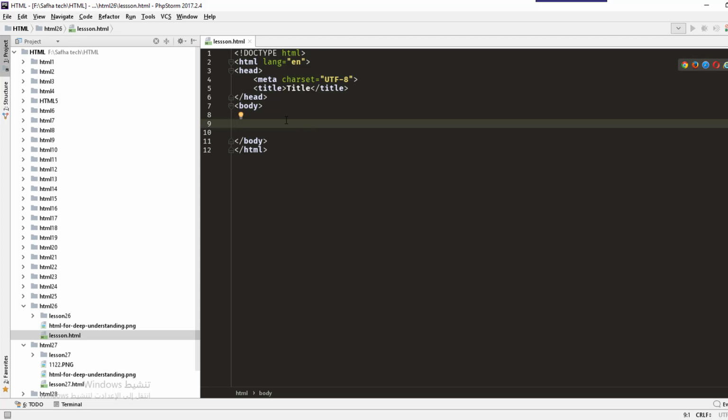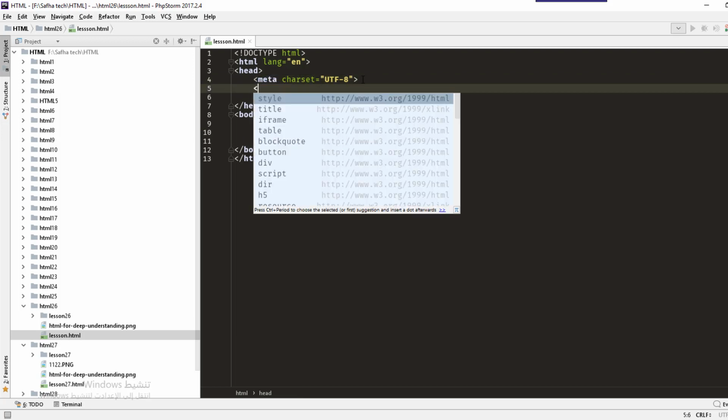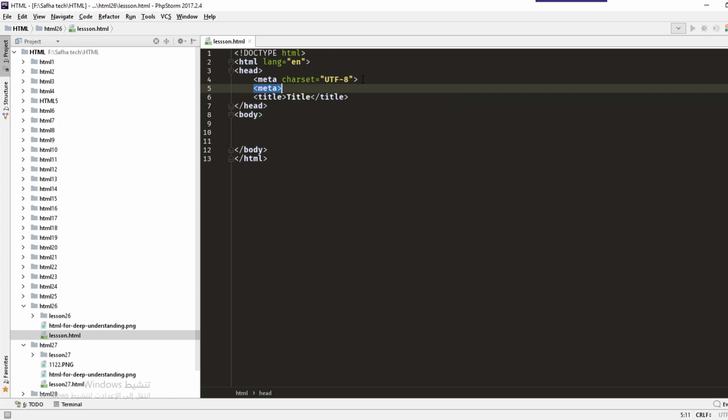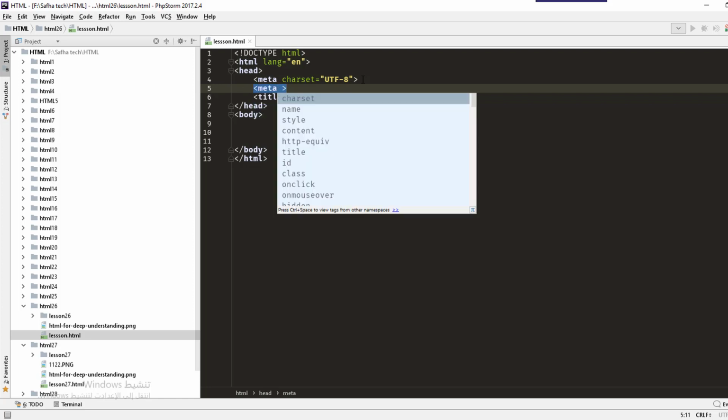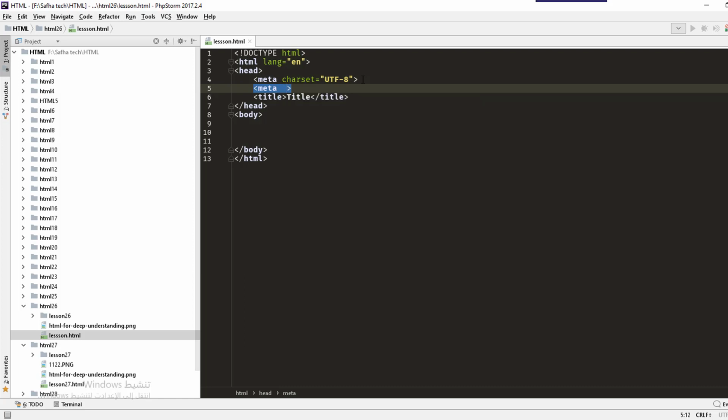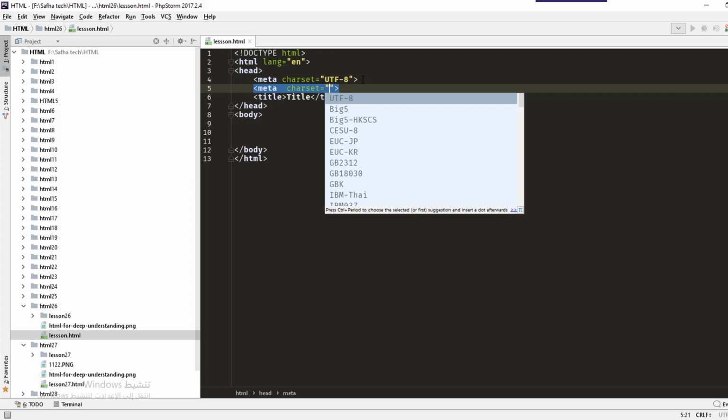First of all, we have understood from the previous lessons that the charset is defined in the head inside the meta, like that. That is the charset of UTF-8. So let's define another meta tag with another charset. Here you could see many charsets that you could put there, but we'll talk about the most popular and most used ones.